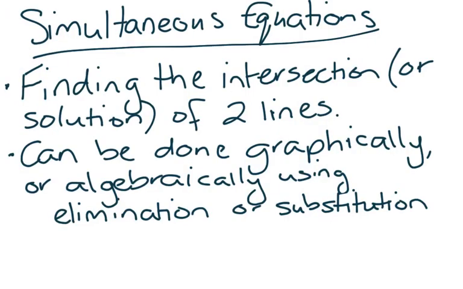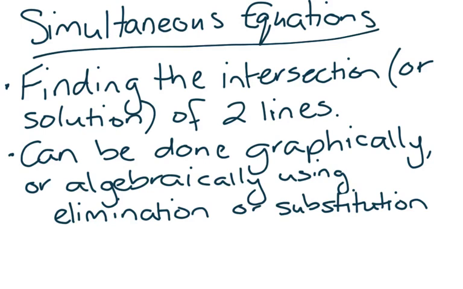Okay, so when we're doing simultaneous equations, we are looking for the intersection of two lines, and that is also known as the solution of two lines. And the word simultaneous means happening at the same time. So we're trying to find an x coordinate and a y coordinate, or an x value and a y value that satisfies both equations. So we can do this graphically or algebraically.